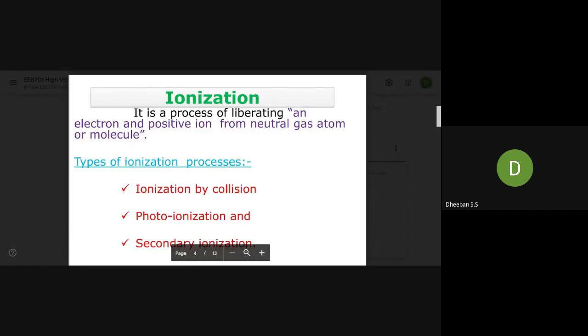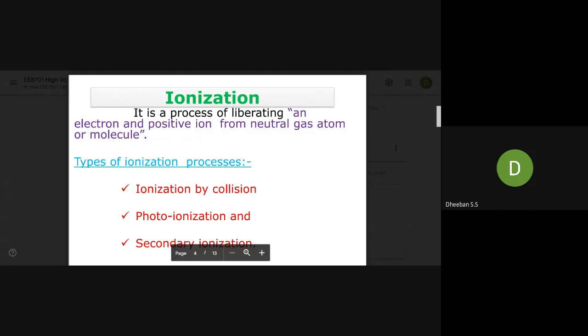So from the stable molecule or atom, you are removing a single electron or a positive ion. The positive ion is at the nucleus, so it will be very difficult to remove. But the negative ion, the electron, is in the valence orbit, so it will be very easy to remove. When this happens, your atom becomes charged. That's the main concept of converting your atom or molecule into a charge. This is done by the ionization process.